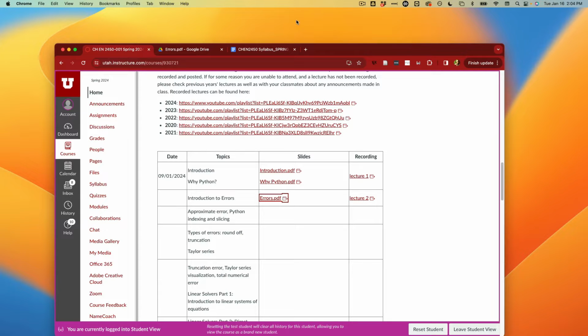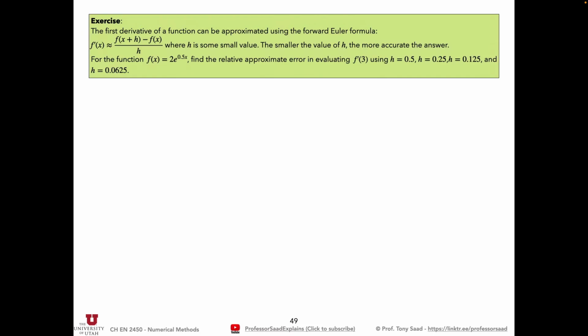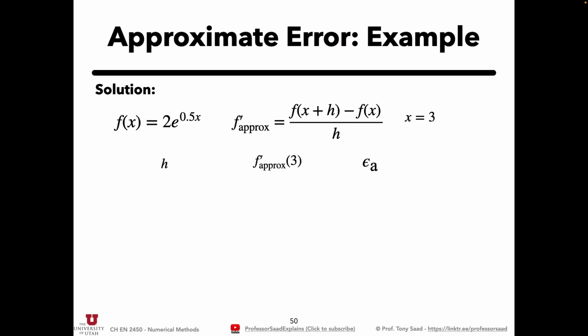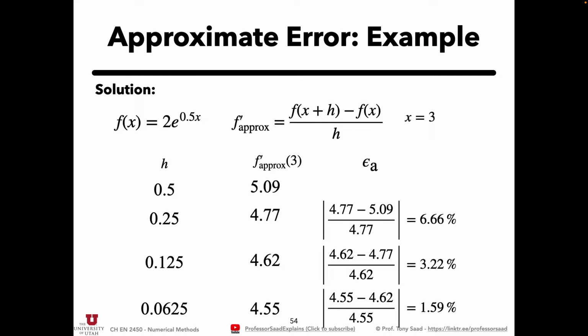All right, so I hope this clarifies at least this issue. Okay. Now we can proceed with our discussion. I'd like to remind you what we covered last time before we had to leave. We were asked to compute the relative approximate error for this toy problem, computing the first derivative using the forward Euler method.